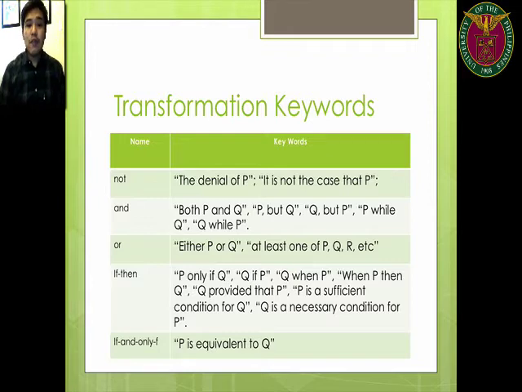For implication, for if then, aside from if P then Q, it can also be represented by P only if Q, Q if P, Q when P, then Q, Q provided that P, P is a sufficient condition for Q, and Q is a necessary condition for P. So you should take note of these keywords so that you can transform English sentences correctly into their symbolic form.